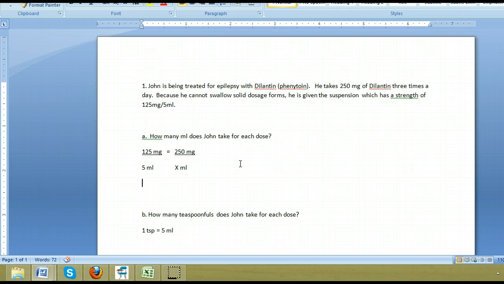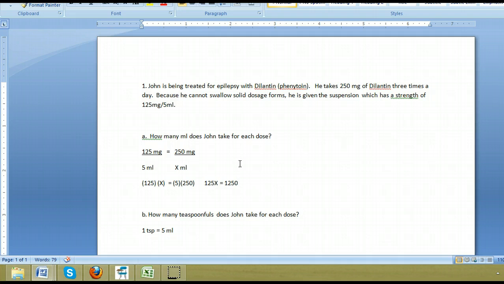So now we need to solve for X to get our answer. What we're going to do is cross multiply. We multiply 125 times X, equals, and then we cross multiply the other side: 5 times 250. When you work out the math, you get 125x equals, and 250 times 5 is 1,250. Now, unfortunately, we don't have x all by itself. We still don't know how many mils to give John.